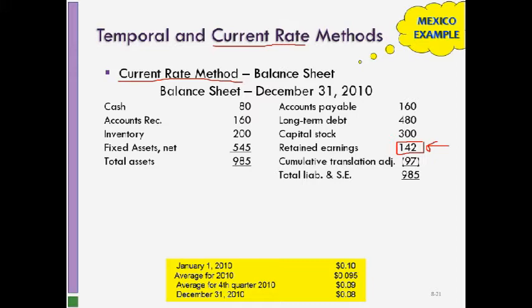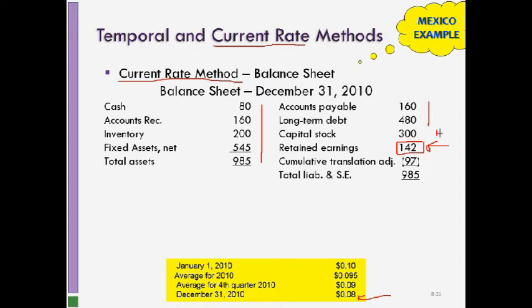So what else do we do with the balance sheet? Well, we need to adjust the cash, and we're using the current rate here. We're using 8 cents per peso. So cash becomes 80 cents. This 0.08 affects every one of these items, and also it affects both of the liabilities. So we've basically multiplied the cash, accounts receivable, inventory, fixed assets, accounts payable, long-term debt by 0.08 to get these new amounts. We have not changed the capital stock. That is at the historical rate.